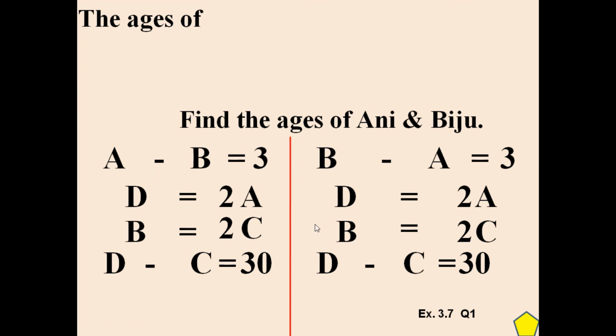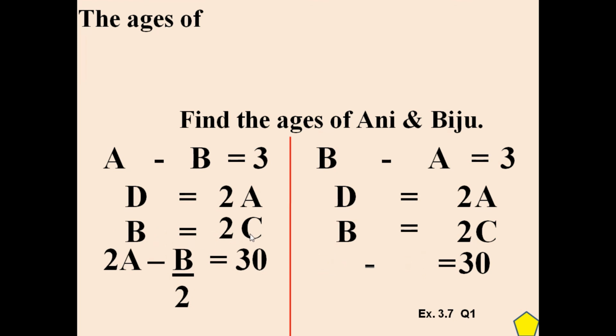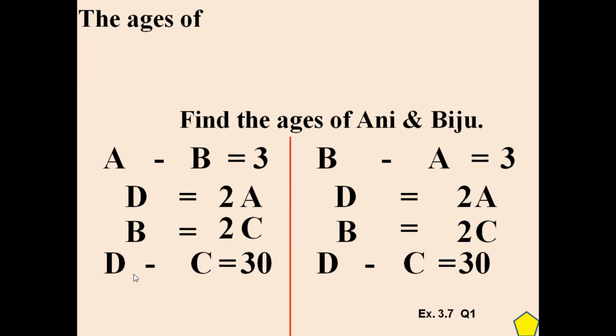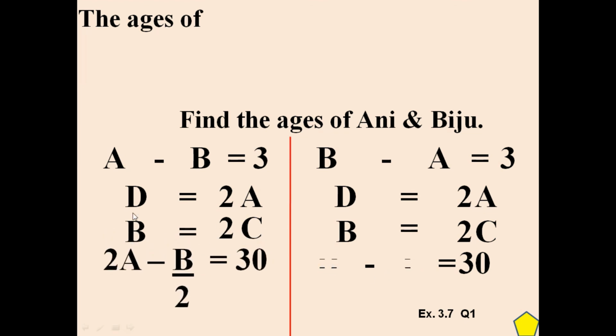Please observe. We know that D is equal to 2A. So D can be written as 2A. And we know that C is equal to B upon 2. If B is twice C, then C is B upon 2. So in this equation, which was written as D minus C, D can be written as 2A and C can be written as B upon 2. Hence this equation. And this equation changes on both the sides, because we are not messing up with the first equation at all. We have only taken the second and the third equation to modify the fourth equation.